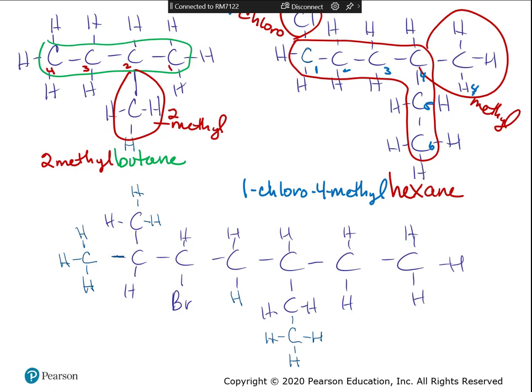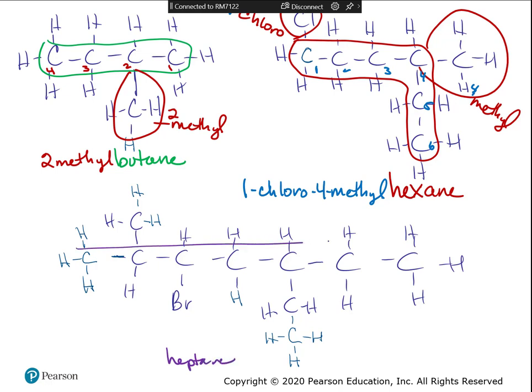We talked about this last time in naming. Remember, the first step is to find the longest carbon chain and circle it. What's the longest carbon chain? 7. Okay, so that's going to make this a heptane.